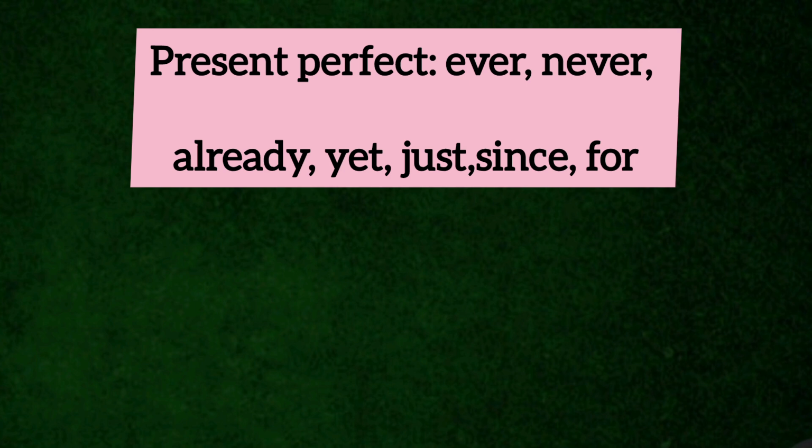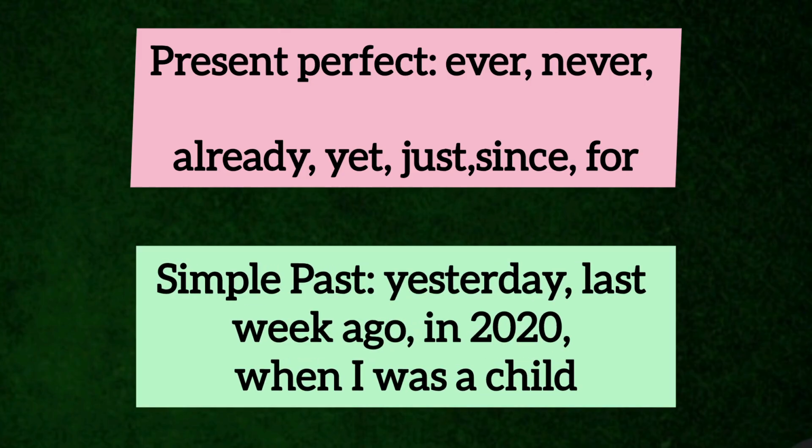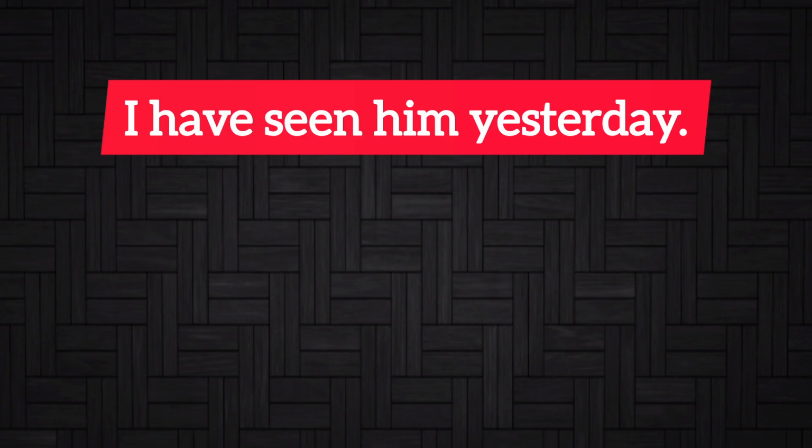So there are some signal words you can use for present perfect and simple past. For example, in present perfect, you will use ever, never, already, yet, just, since, for. In simple past, you use yesterday, last week, ago, in 2020, when I was a child. So let's try to find out the mistakes together. Let's look into it. I had seen him yesterday.